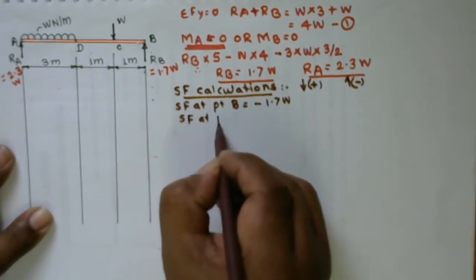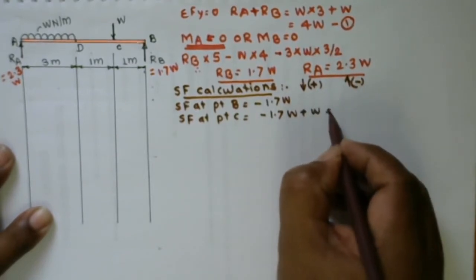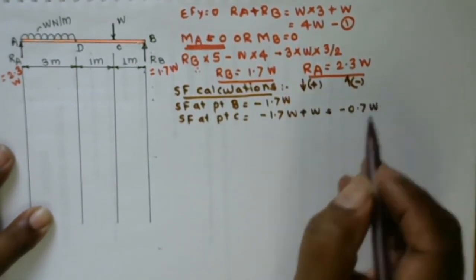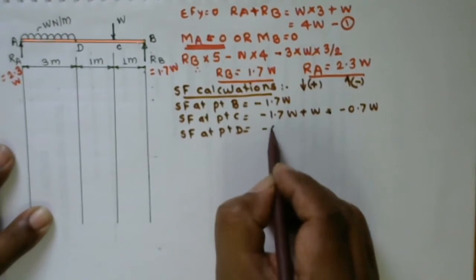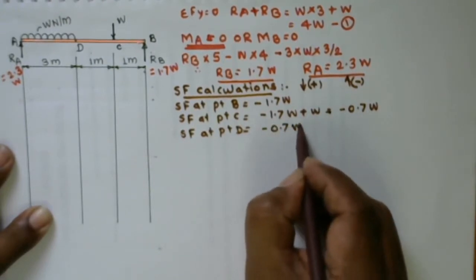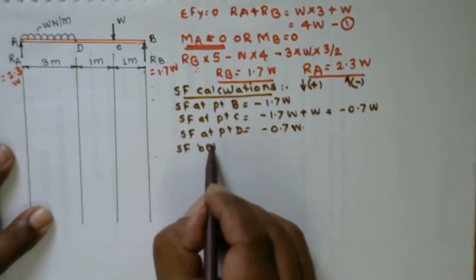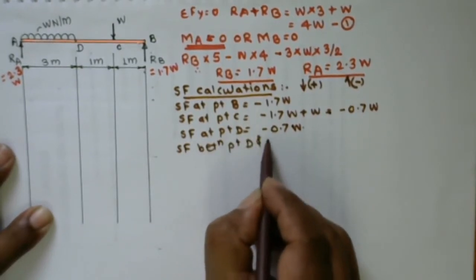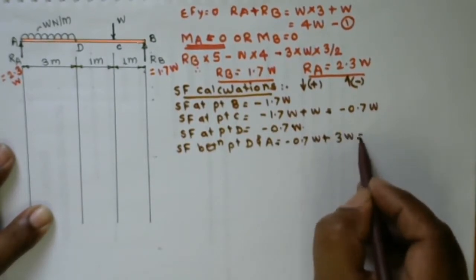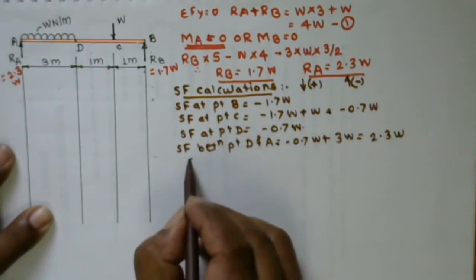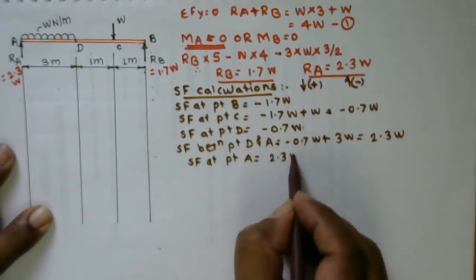Shear force at point C is equal to minus 1.7 W plus W, it becomes minus 0.7 W. Next point is D. Shear force at point D is equal to minus 0.7 W. Now between the point D and A there is a UDL, so we have to write shear force between the point D and A is equal to minus 0.7 W plus 3 W, so it becomes 2.3 W, and shear force at point A is equal to again 2.3 W.